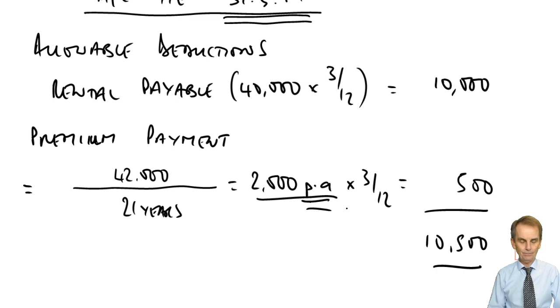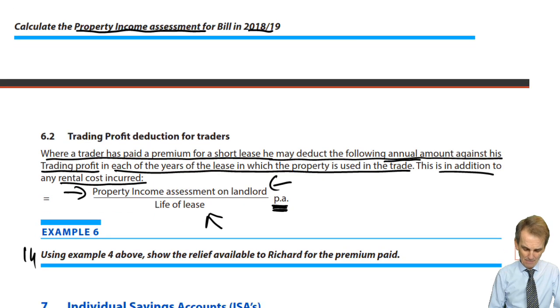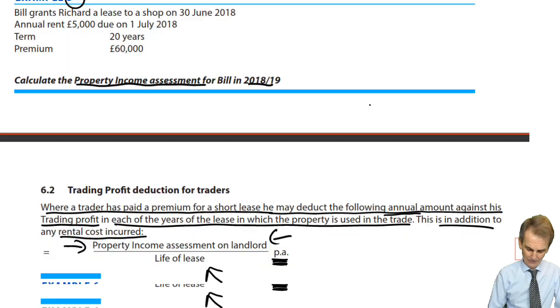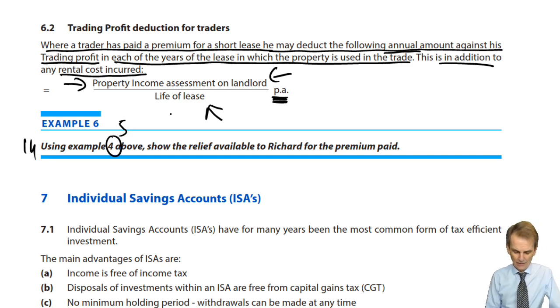Okay, so back in your notes there, you've got example 6 to have a go at, based on what we saw in example 5, isn't it? Here it says example 4, that of course is example 5. Show the relief available to Richard for the premium paid. So again, have a go at that, please. Check it out with the answer and then come back and join us for a tiny little bit of extra on these individual savings accounts.